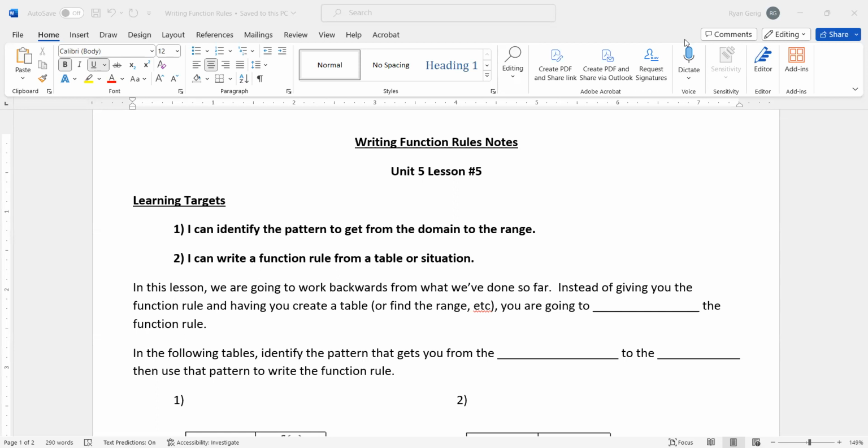But today we are going to identify the pattern to get from the domain to the range and write a function rule from a table or situation. So in this lesson, we're going to work backwards from what we've done so far. Instead of giving you the function rule and having you create a table or find the range or do something like that, you are going to create the function rule. Okay, so you are creating the function rule.